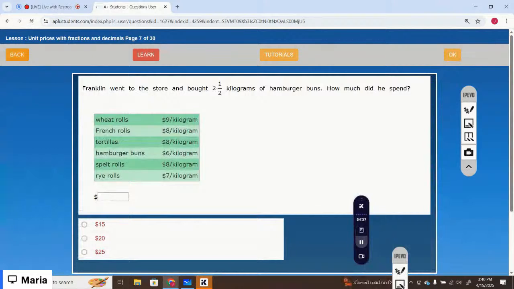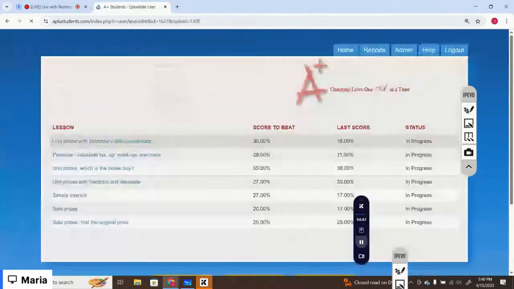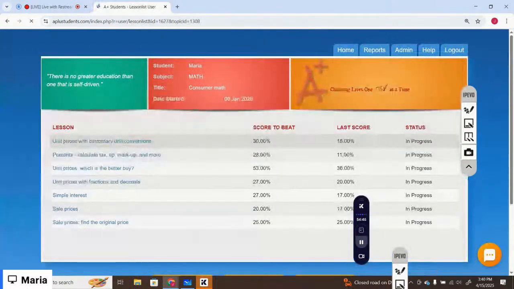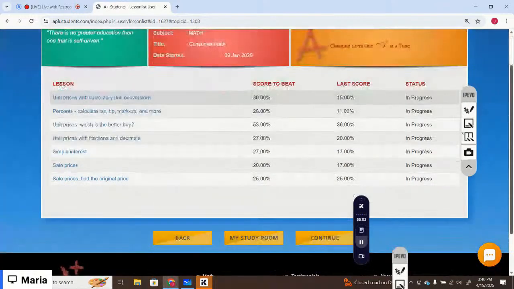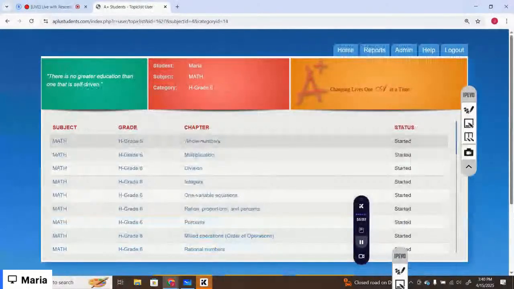Okay, you can complete the lesson by yourself later today. So, in grade 6 math, the chapter we were working on is unit prices with customary unit conversions, percents, calculate tax, markup, and more. Unit prices, which is the better buy, unit prices with fractions and decimals. Please make sure before the next session we complete all the practice questions for the lessons we just did. That is your homework until next session.